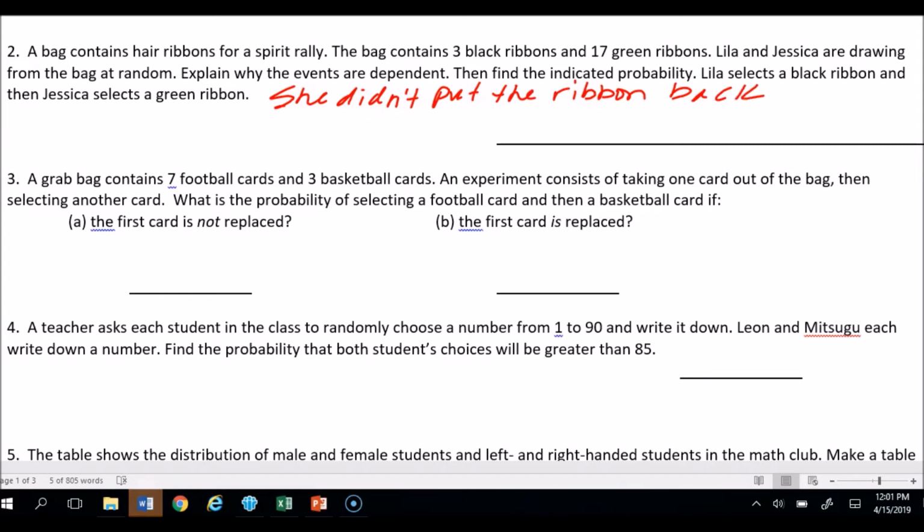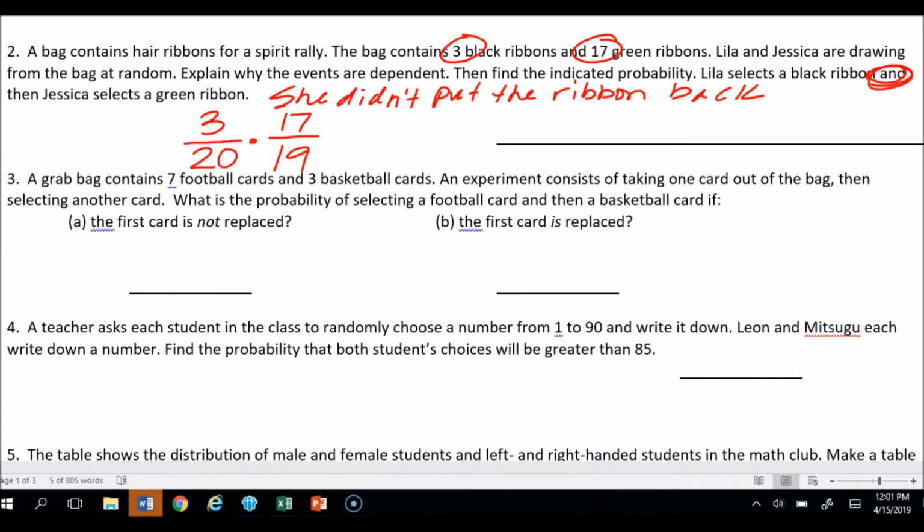Okay. Then we got to figure out how many total. So again, we got 3 and 17 here. So our total number of ribbons is 20. And it asked me initially, Lila selects a black ribbon, and we have 3 black ribbons. So we're going to do 3 over 20. Now, when we take out that black ribbon, we only have 19 left. But we do still have 17 green ribbons, and on the second one, it asked me about a green ribbon. So this is going to be 17 over 19. And the reason why we're multiplying is because of that and statement right there.